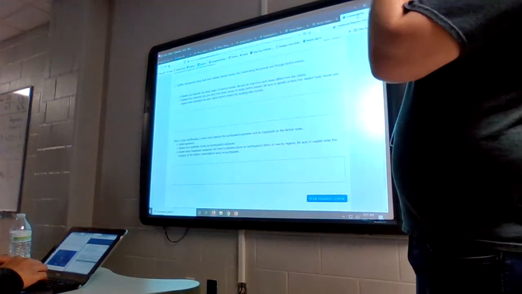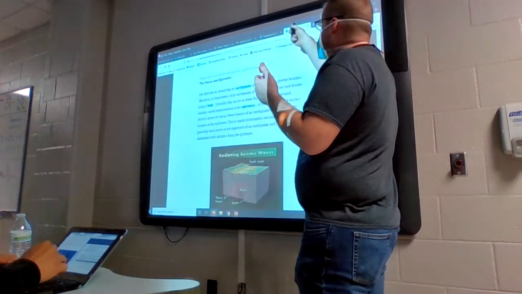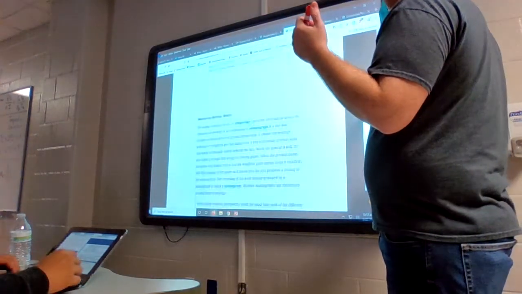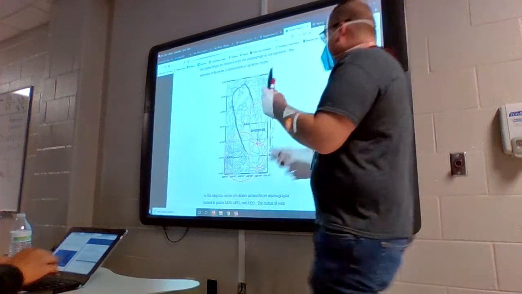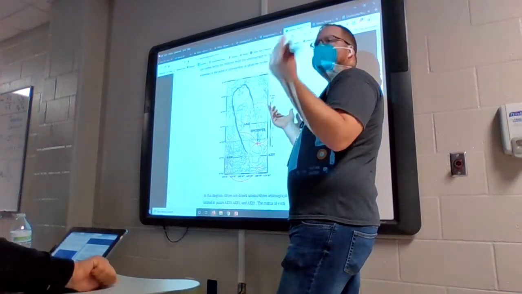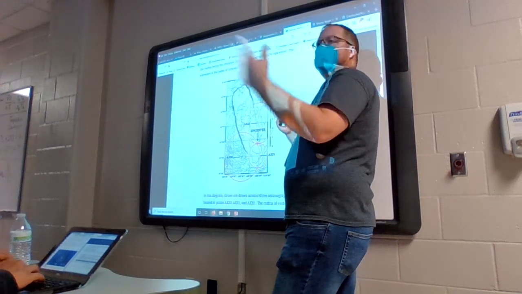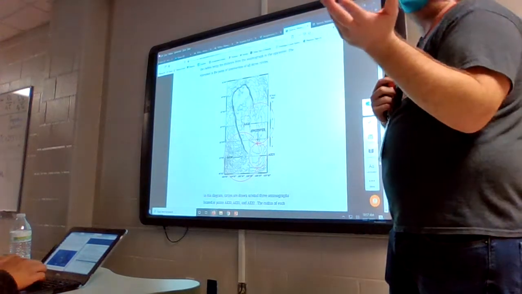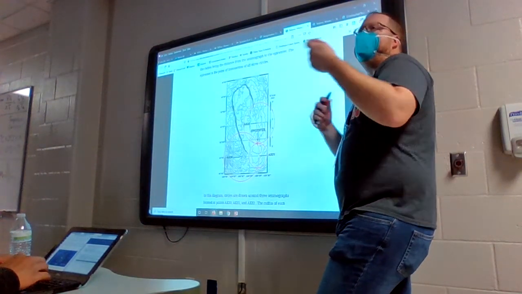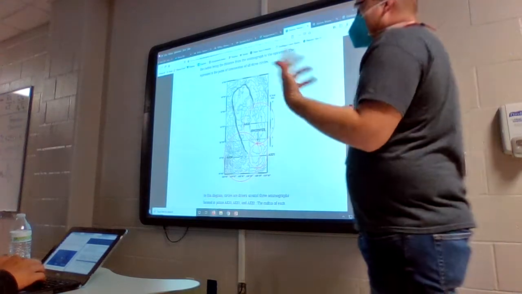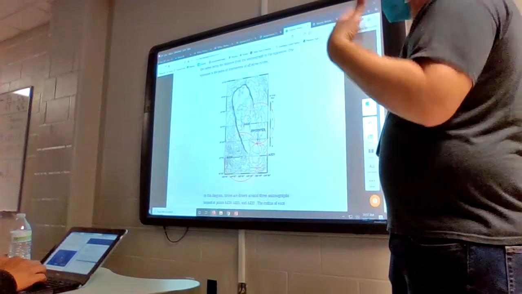So next part, explain how scientists locate an earthquake's epicenter. We talked about that yesterday. That's got to be your triangulation. So they need 3 seismometers. Seismometers is what we use to detect the earthquake, just like a thermometer is what we use to detect temperature. It tells you the thermo or the heat of something. A seismometer is what records earthquake seismic waves.